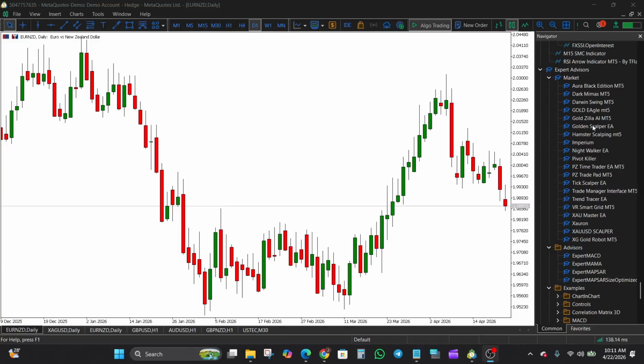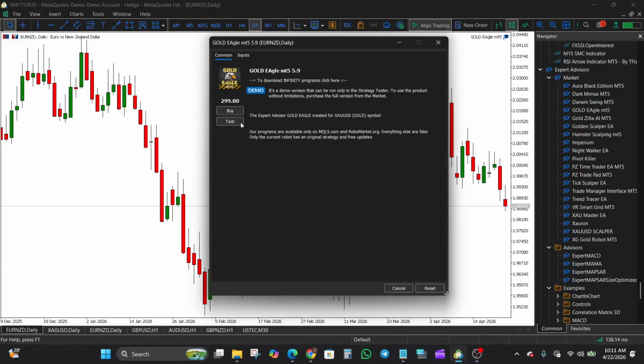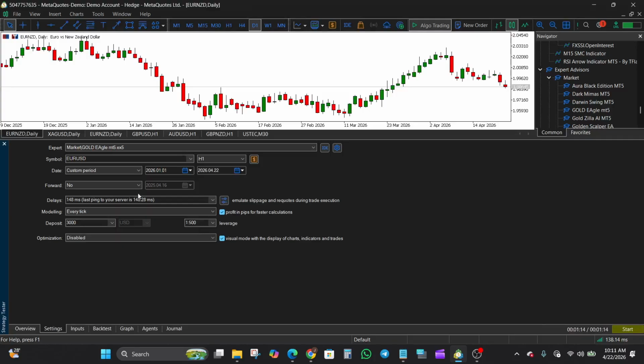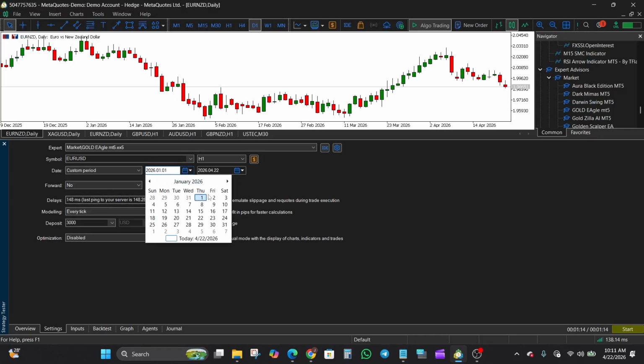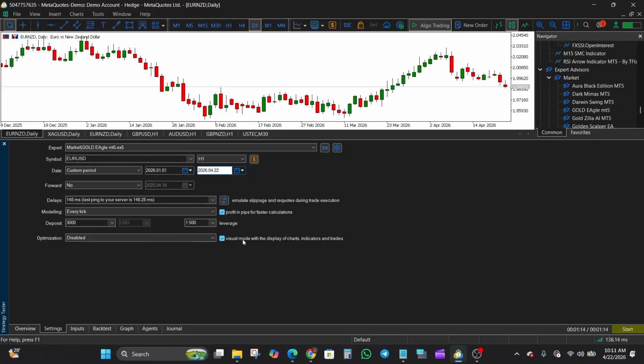So I'm just going to be adding the gold eagle to the chart testing, and for this particular test, I'm going to be running it from the start of this year up to the recent data. So that's January 1st, 2026 till date. And then we're going to be using XAU USD, of course, gold against the US dollars, and we're going to be testing it on the recommended time frame M5.